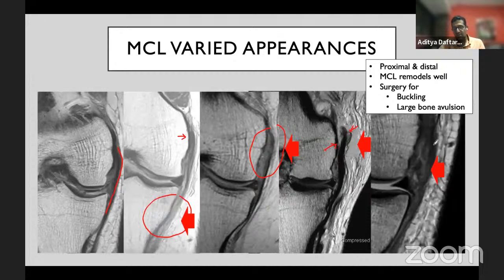And then here's one of those cases where there's a tear at the tibial attachment and parts of the fibers are buckled in. And I suppose this is one of those situations where you might want to intervene surgically, because this will be very difficult to heal because that buckled ligament is sitting within the space.